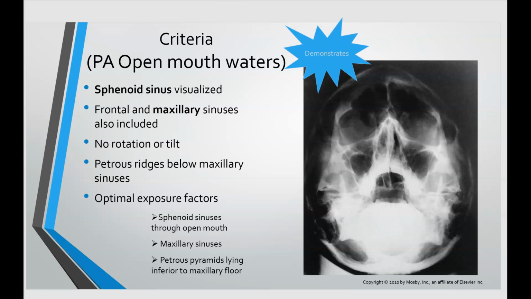Now, once again, this is a 10 by 12 lengthwise IR, okay? Same collimation as before. The criteria, what you're going to see is that sphenoid sinus through that open mouth, okay? The frontal and the maxillary sinuses are also included. Okay, making sure there's no rotation or tilt. Your petrous ridges need to be below your maxillary sinuses. Remember, this is a Waters, so those petrous ridges, because you've hyperextended your patient's neck and angled their OML 37 degrees up, those petrous ridges should be below your maxillary sinuses.